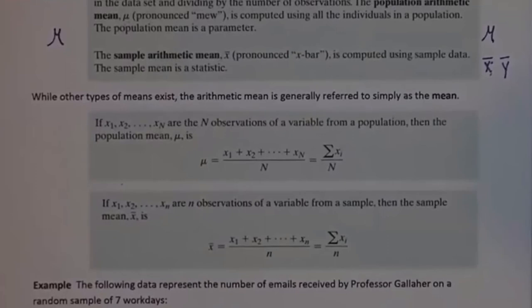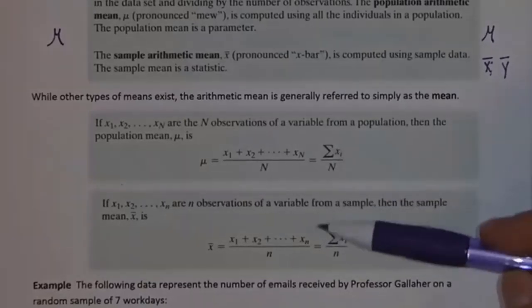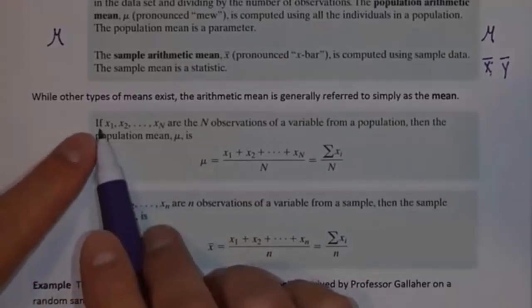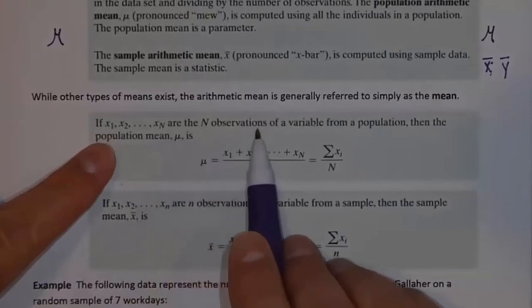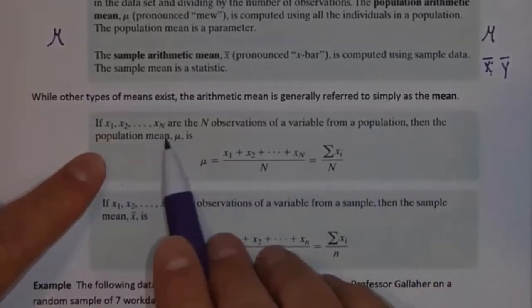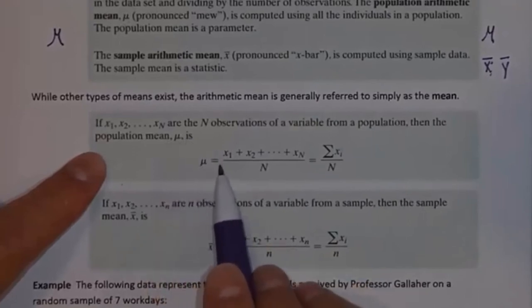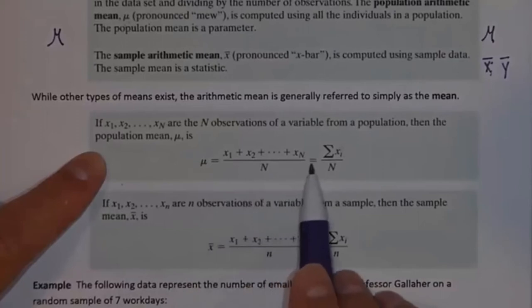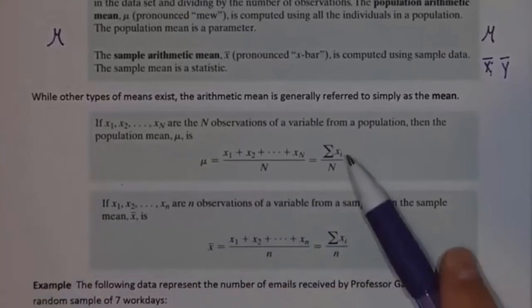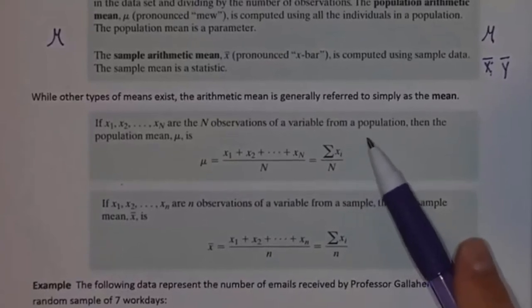Now, part of my job as the instructor of this class is to help you learn how to read mathematical notation. We're very good in math at taking something that's not really all that difficult and making it look horrible. And here's maybe our first example of that in this class. So take a look here. If x sub 1, x sub 2, and so on to x sub n are the n observations of a variable from a population, then the population mean, mu, is mu equals x sub 1 plus x sub 2 plus dot, dot, dot, plus x sub n divided by n, which equals this mess. This is the definition of how we compute the population mean.